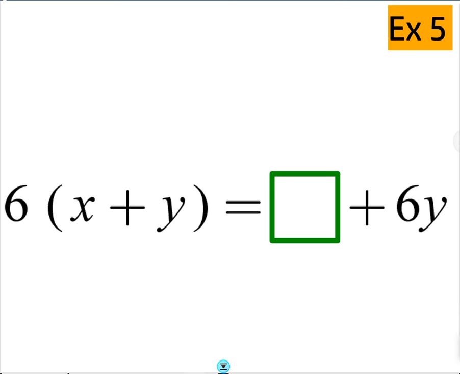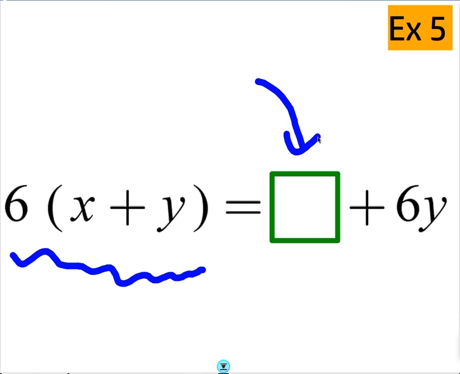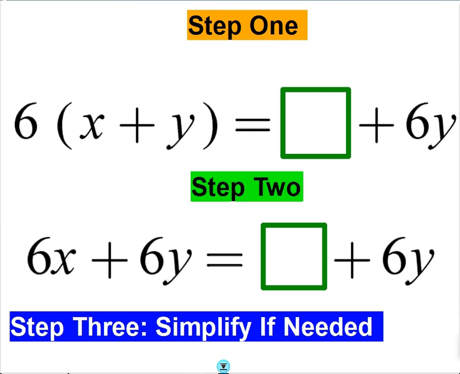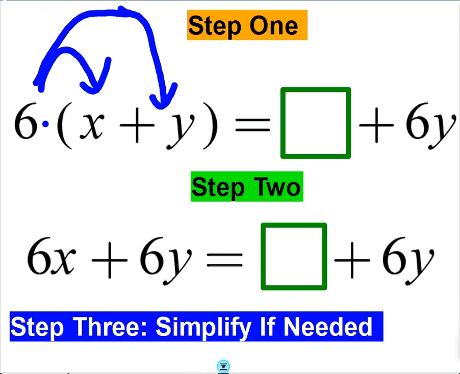Okay. Next, let's go ahead and read this problem together. We have 6 times some number x plus some number y is equal to what plus 6y? Let's go ahead and just add that multiplication sign there if it confuses you. So we have 6 times x and plus 6 times y. So the 6 times x drops down here, and the 6 times y drops down here. Now let me go ahead and say something real quick. I thought about this before I recorded.